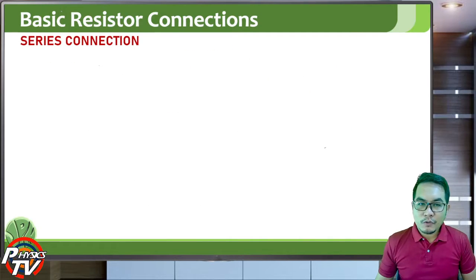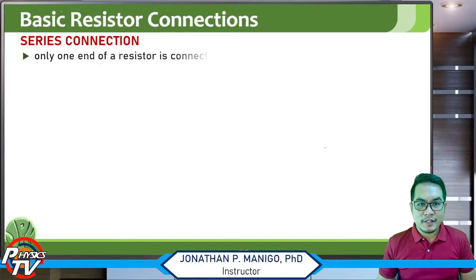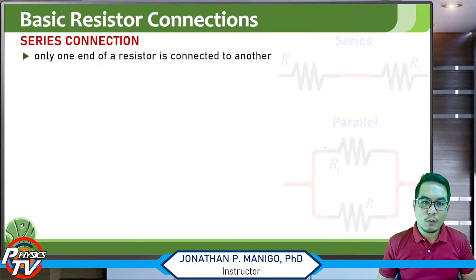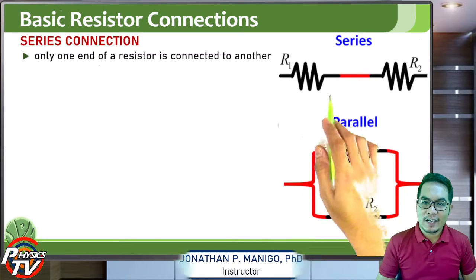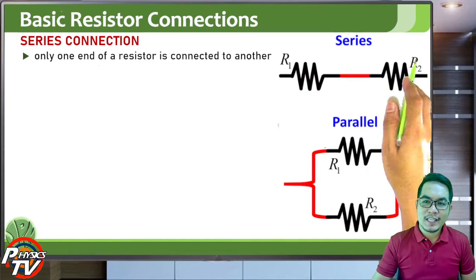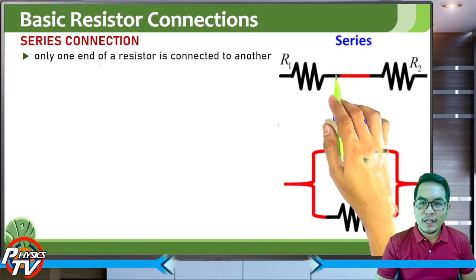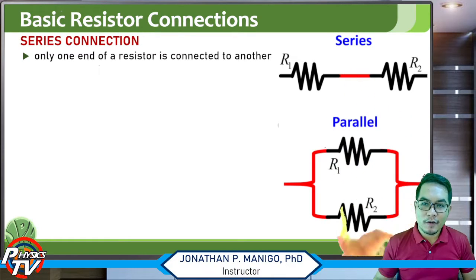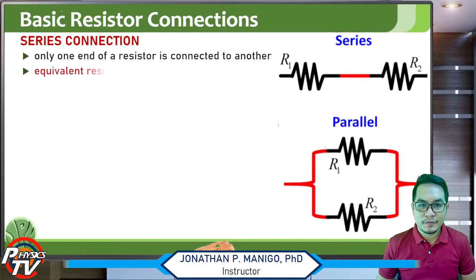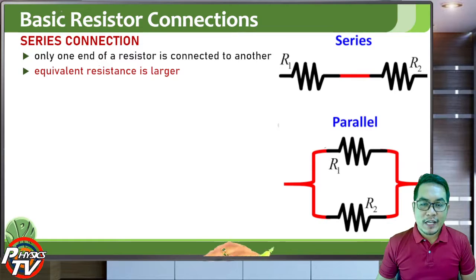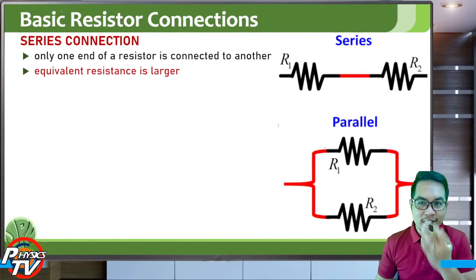Okay, so there are two basic types of resistor connection. The first one is the series connection. So only one end of a resistor is connected to the other. So this is one resistor, this is another resistor, and you connect one end of the first resistor to the second end of the other resistor. So the equivalent resistance is actually larger if you have a series connection of resistors.